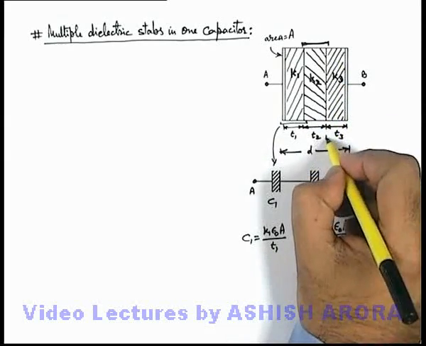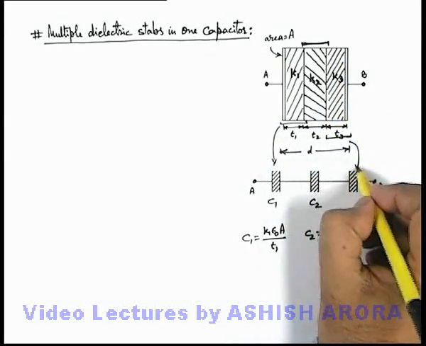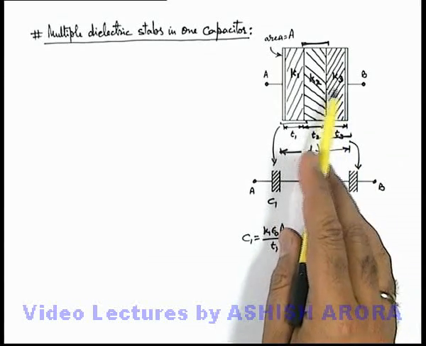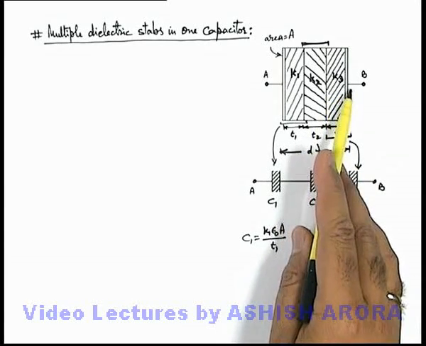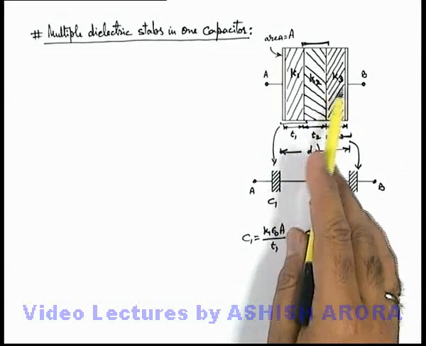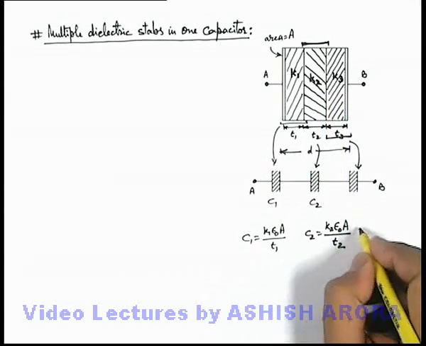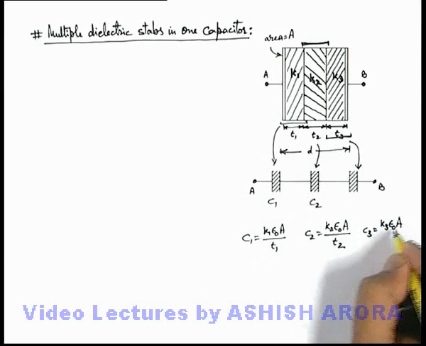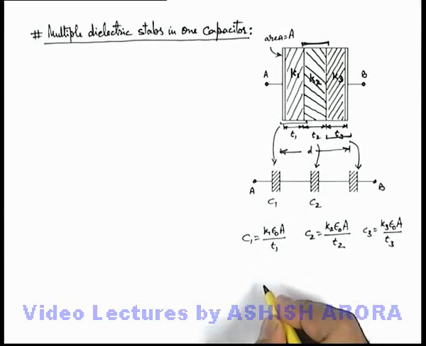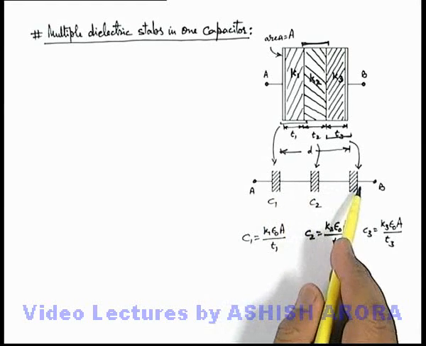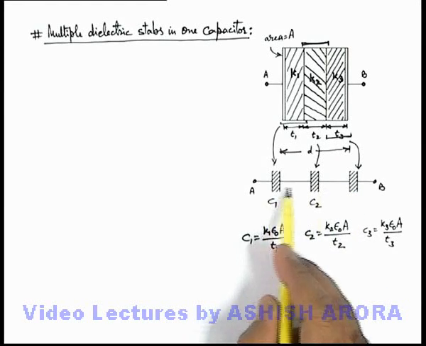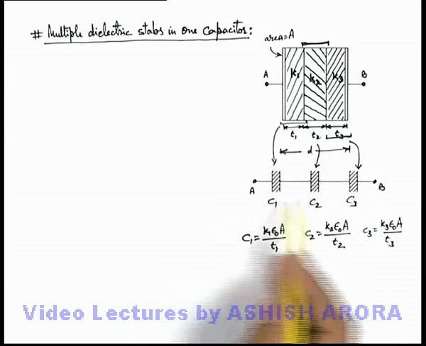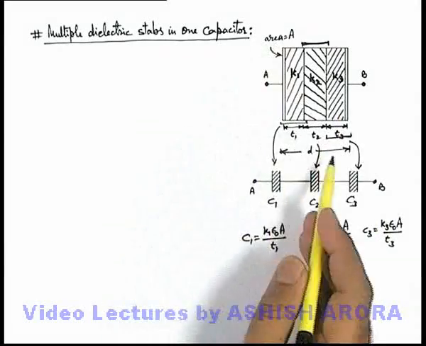Similarly, this third one can be further separated as this is the second capacitor, this is the third capacitor, which is further connected in series between the last plate of the capacitor and the middle plate, separated by a separation T3. Then C3 we can write as K3 epsilon naught A by T3. Now as the three capacitors can be regarded in series combination between terminals A and B, we can simply write the equivalent capacitance of the system.